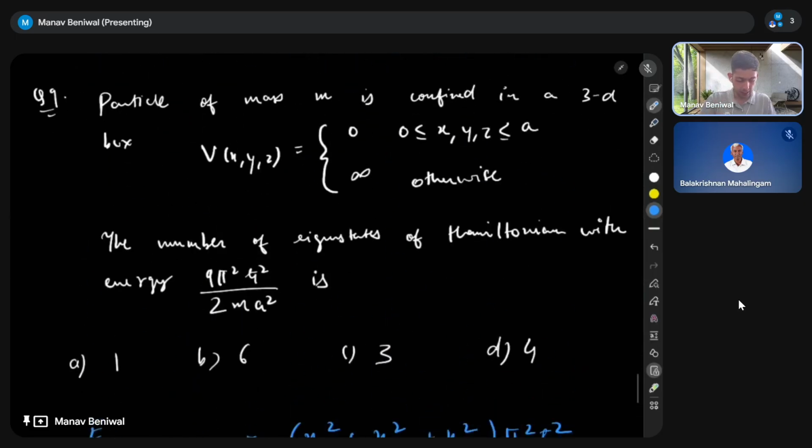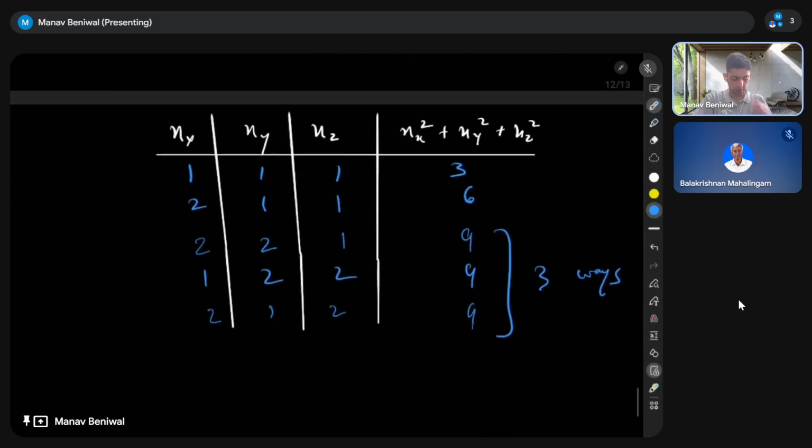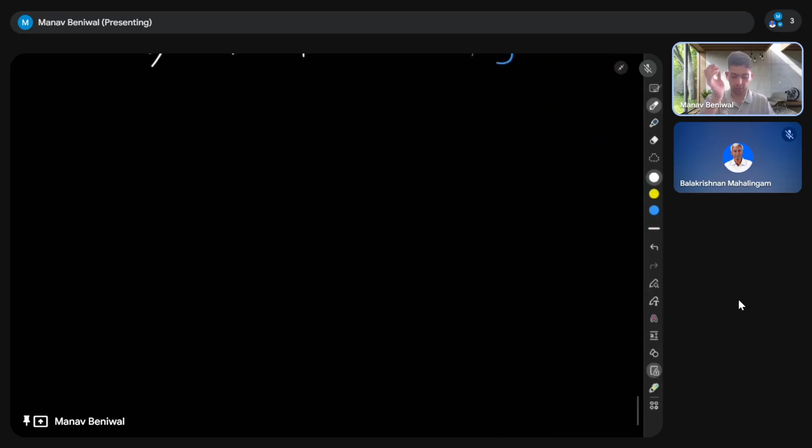And that is what the question is asking. So the number of eigenstates of the Hamiltonian with this energy is 3, option C. So these are the 3 eigenstates. This is the first eigenstate for nx 2, ny 2 and nz 0. This is the second eigenstate and this is the third eigenstate. So we have 3 eigenstates.